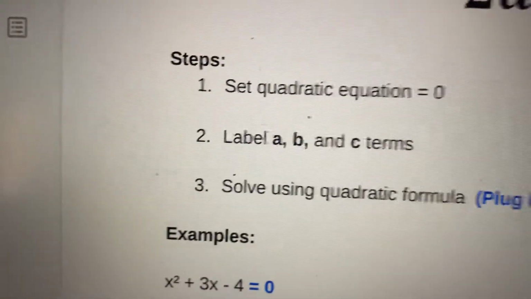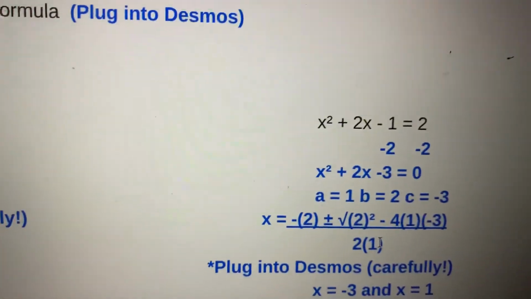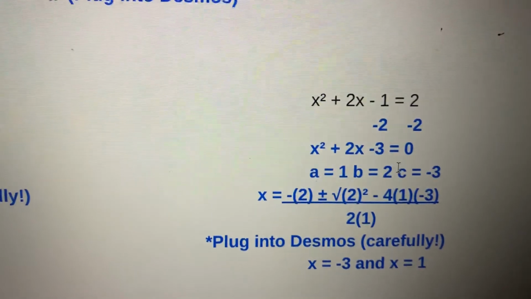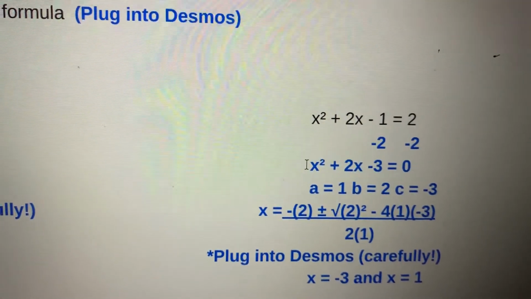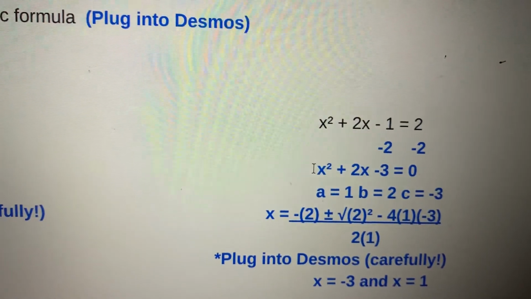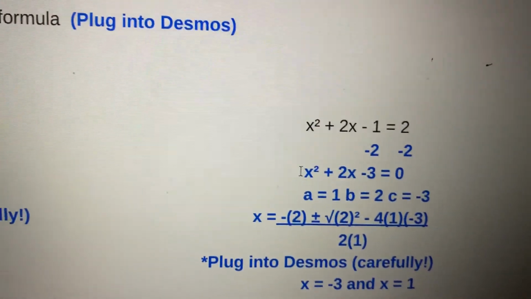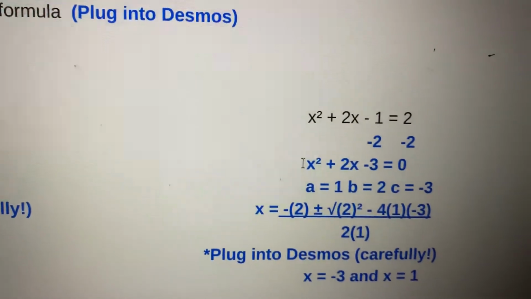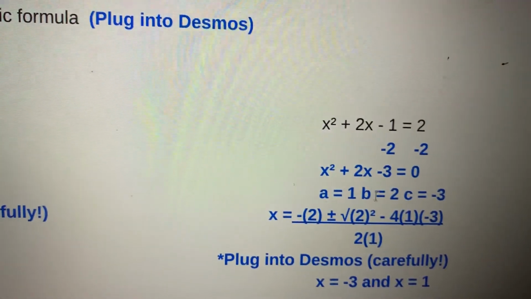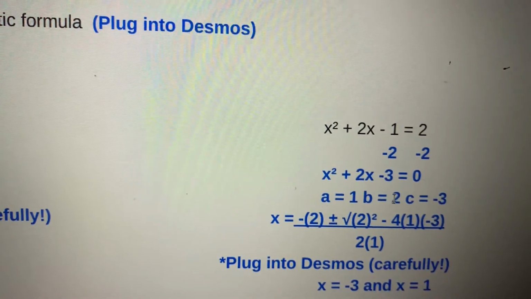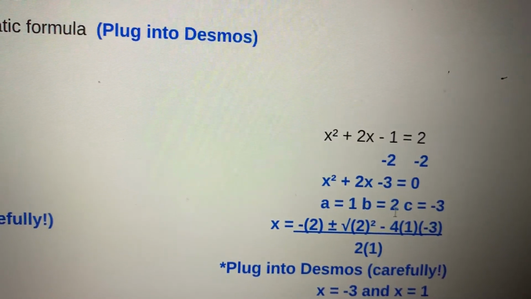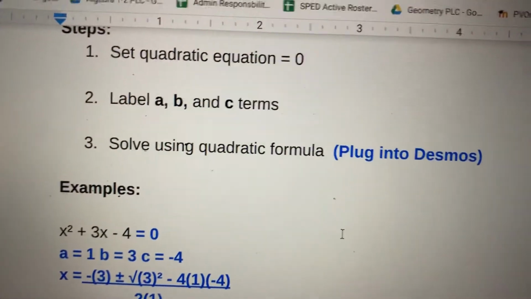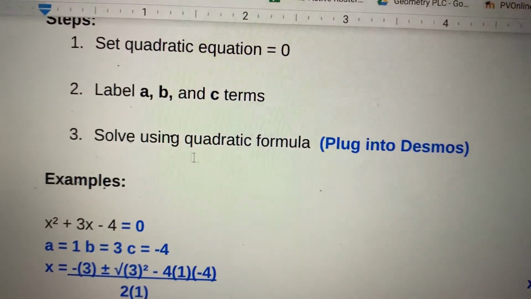The second step tells us to label our a, b, and c terms. So we would go ahead and do a is equal to 1 because there's nothing in front of the x. Sometimes there will be. You'll have a couple below that there is a number that's not 1, but in these 2 examples, they just happen to be 1. Our b term is 2, and then our c term is negative 3. So we have our a, b, and c terms. The last step, which is the longest, says solve using the quadratic formula.